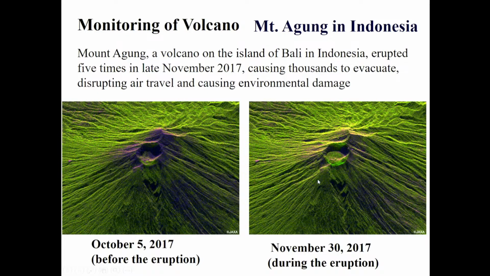And this is the second image, again a color composite generated from the ALOS PALSAR dataset for the same area, acquired on 30th November 2017, when there were volcanic eruptions at Mount Agung. Here you can easily see in both images that the magma level is low in the first image, and during the eruption, since the magma level was high, that higher level can be seen here.